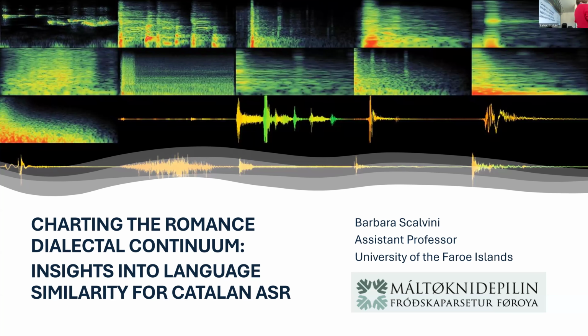I live in the Faroe Islands, where I work on language technology, specifically for the Faroese language. But I decided it was time for me to branch out and investigate new languages and new linguistic systems, especially in order to find common strategies that work for everybody. This is the reason why today we're looking at Catalan and its relatives and the Romance dialectal continuum, and we will see in a second what that is.